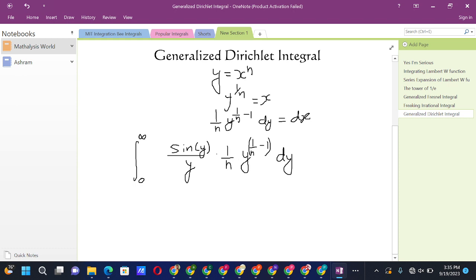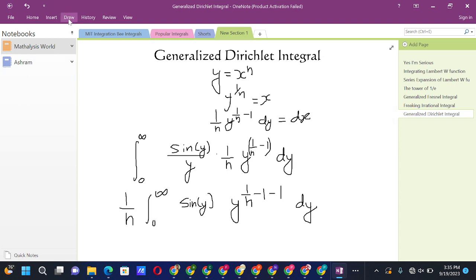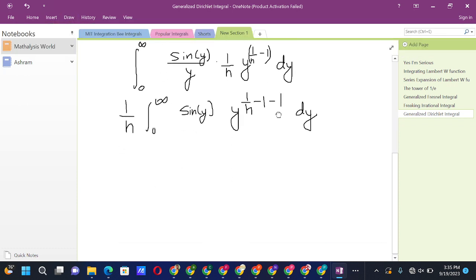Okay, so now we can take this constant 1/n out, and we have the integral from 0 to infinity of sin y and y^(1/n - 1) over y, that is, y^(1/n - 1 - 1) dy. Now we see that we can use Ramanujan's master formula over here.